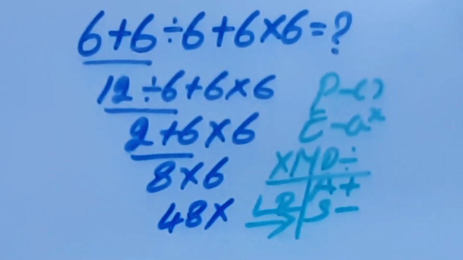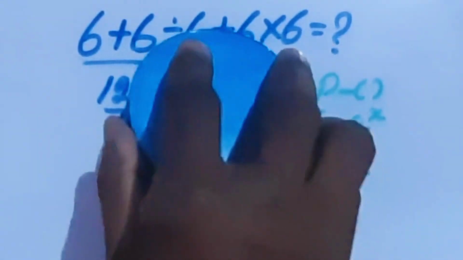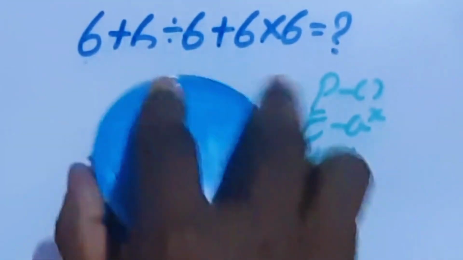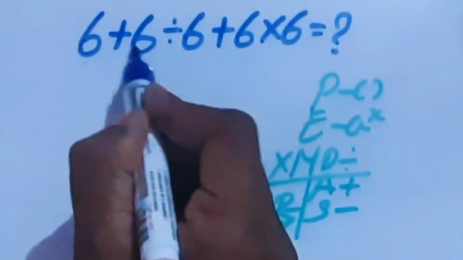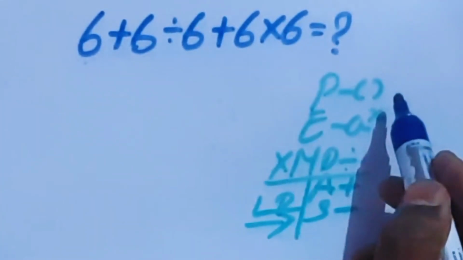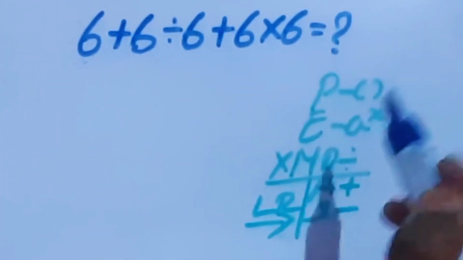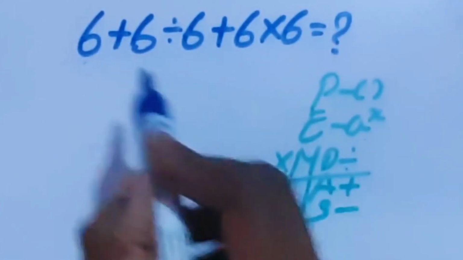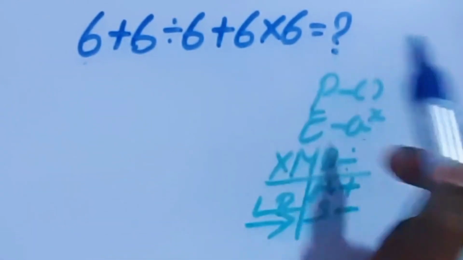Now, we are going to solve this problem in the correct way by using the order of operations PEMDAS. Here, as per the order of operations PEMDAS, the bracket is higher priority. We don't have a bracket in this problem. Next priority is exponent. Here, there is no exponent in the problem either.